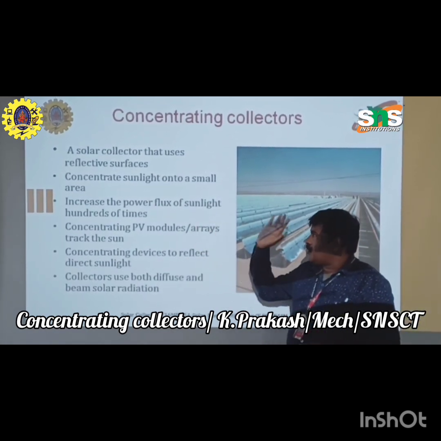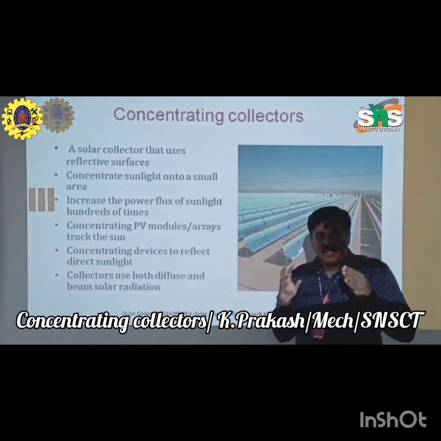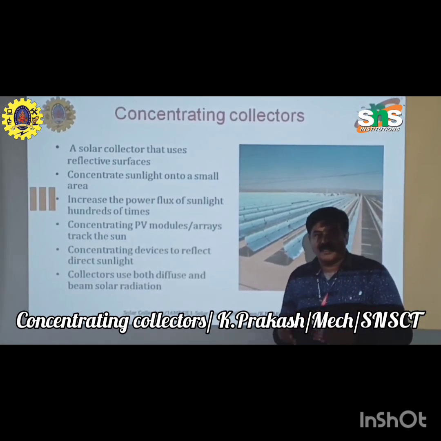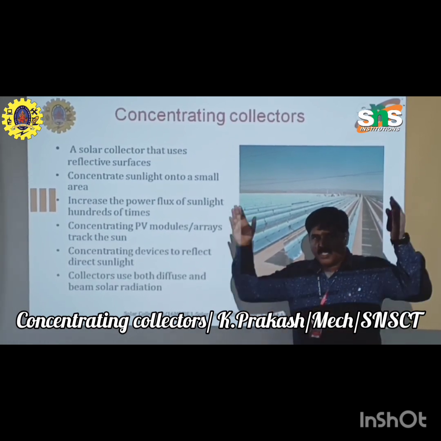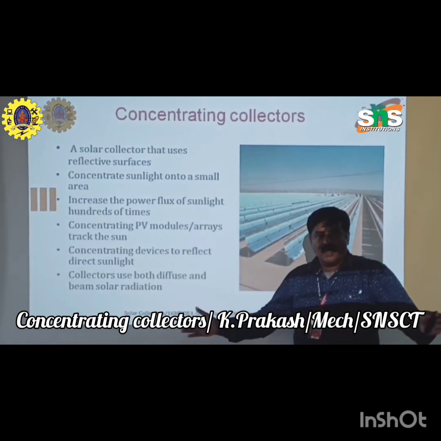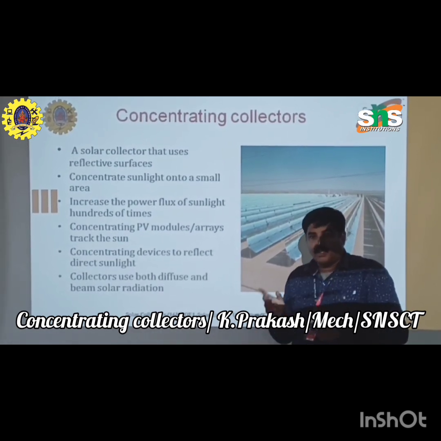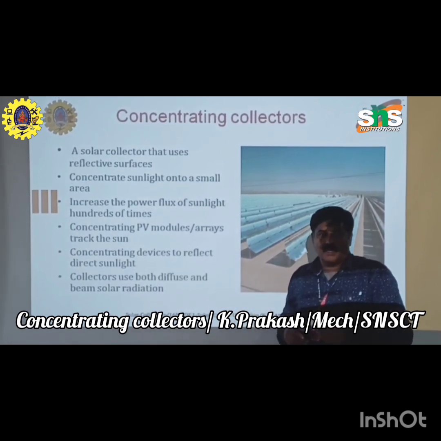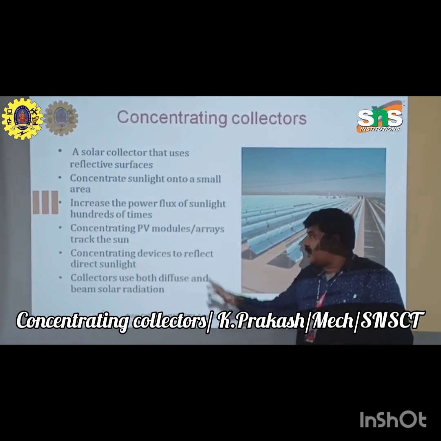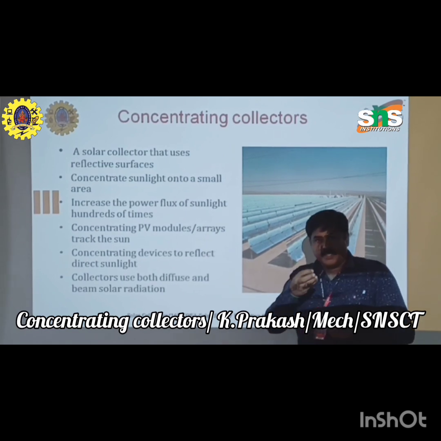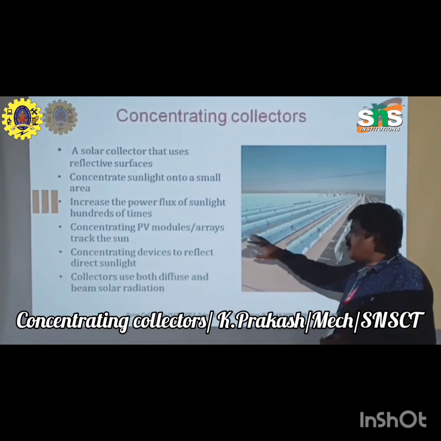Coming to the second one, the area on which the solar energy is focused is very small. Although the radiation falls on a vast area, everything is reflected and focused on a smaller area. Whereas in the previous video we discussed that the collector area and the absorber area are the same, here the absorber area is very small.